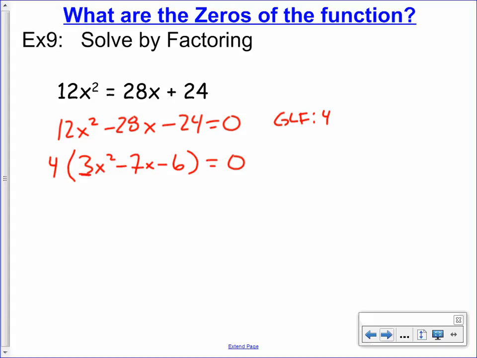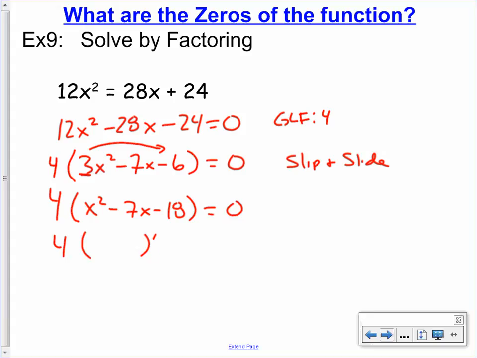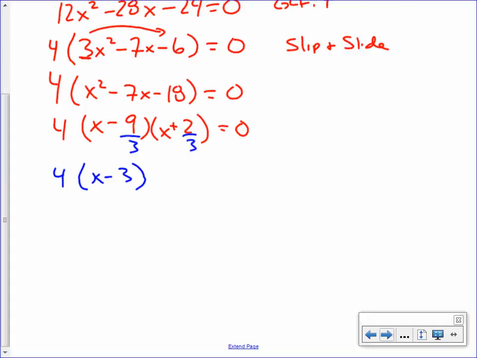There's a 3 in the front, so slip and slide. Move the 3 to the back. Keep that 4 out there. x squared minus 7x minus 18 is now factorable. So x and x. To get 18, that's 9 and 2. To get negative 7, it's negative 9 and positive 2. Remember, though, the 3 is hidden in the 9 and in the 2. So this becomes 4 times x minus 3 times 3x plus 2 equals 0. And again, x equals 3, x equals negative 2/3. And those are your solutions.